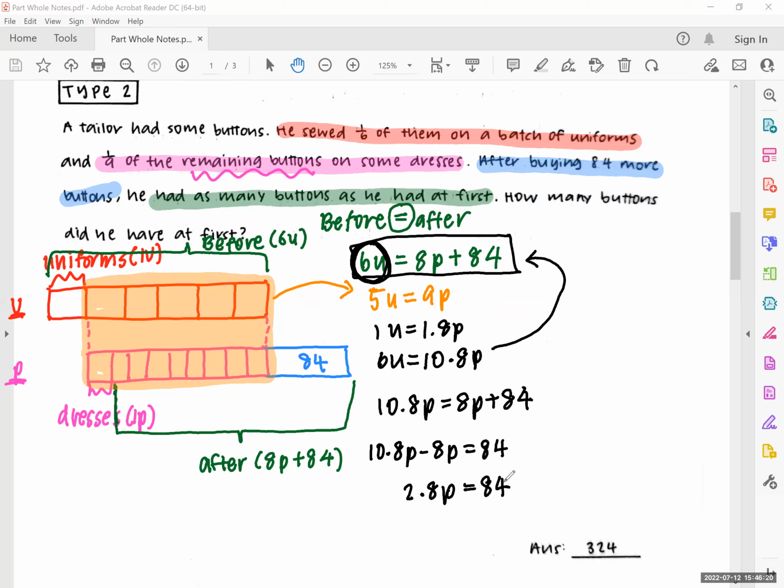And from here I can find 1 part. How to find 1 part? 1 part is 84 divided by 2.8. Yes, 84 divided by 2.8. It's 30. So I know that 1 part is actually equal to 30.